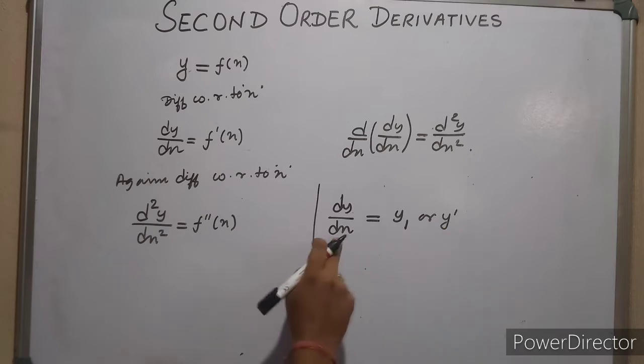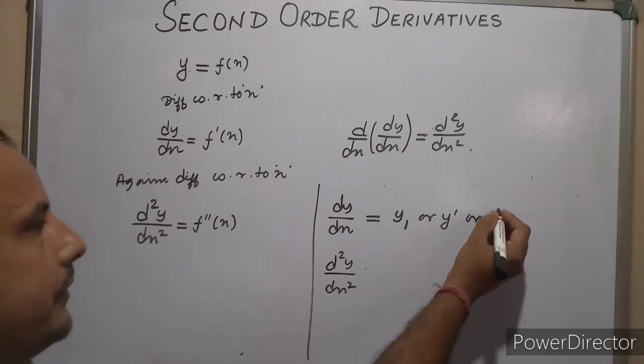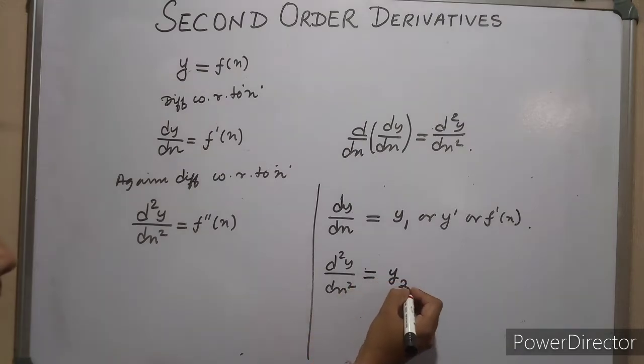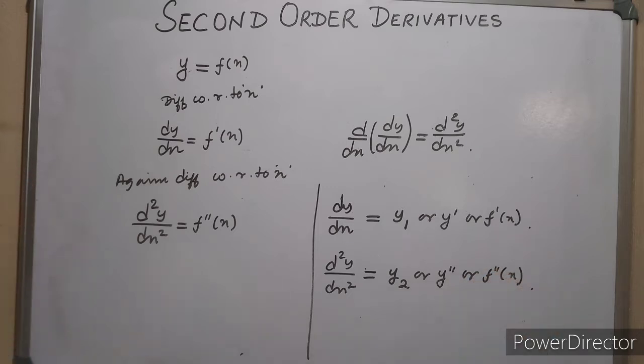Now further, if you differentiate this quantity, you will get d2y by dx square, which is y2 or y double dash or f double dash x. According to the questions, you have to use this notation in case of second order derivative. dy by dx, y1, y dash, f dash x, these are the same thing, the first order derivative. If you differentiate these quantities with respect to x again, you will get d2y by dx square, y2, y double dash, or f double dash x. This is the entire concept of second order derivative.